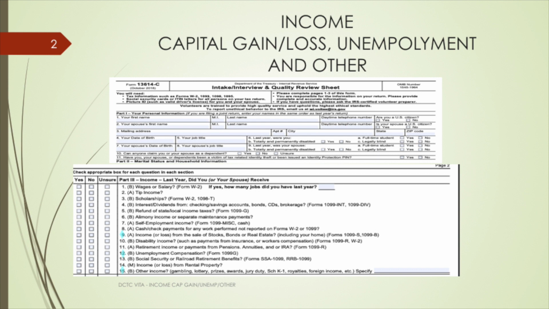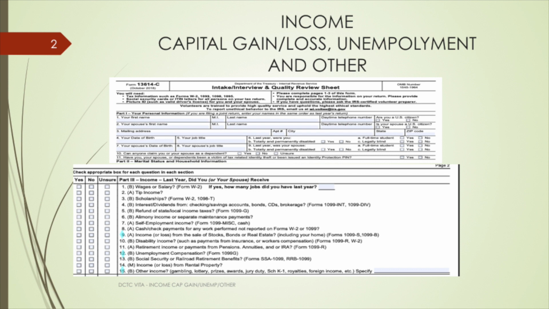First, let's take a gander at some of the areas that will be addressed from the Form 13614-C, the intake sheet. Line 9, income from the sale of stocks or other bonds. And then our source documents are going to be Form 1099-S or Form 1099-B. I will not be addressing the Form 1099-S as it deals with real estate, and that is out of scope for our VITA program. But notice line 12, unemployment compensation. Source document is our Form 1099-G.